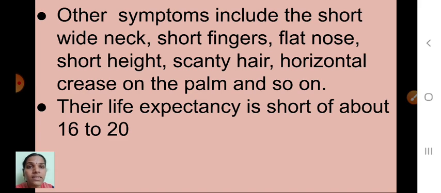And what are the symptoms of Down syndrome? Those affected by Down syndrome have what? What is the main thing? That is mental retardation. Their lifespan is what? 16 to 20 years. Understood, children?